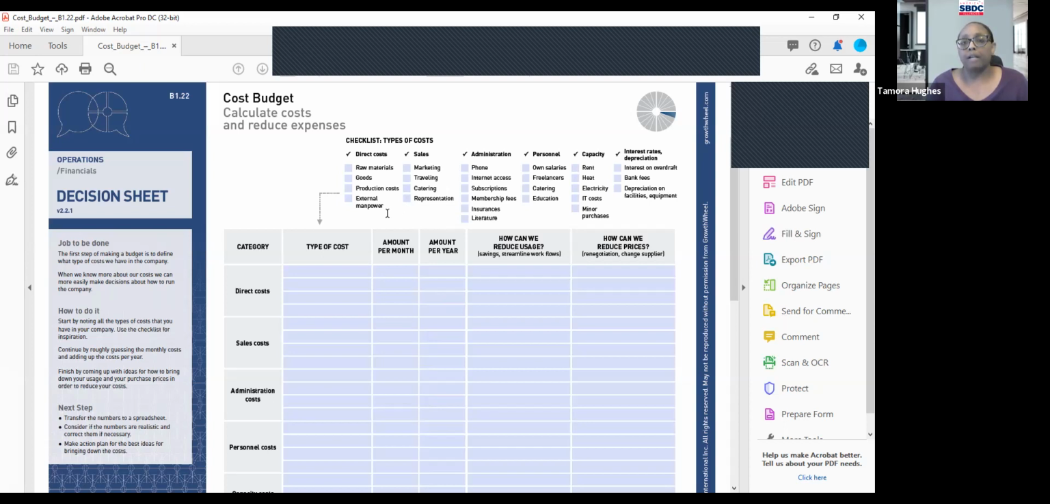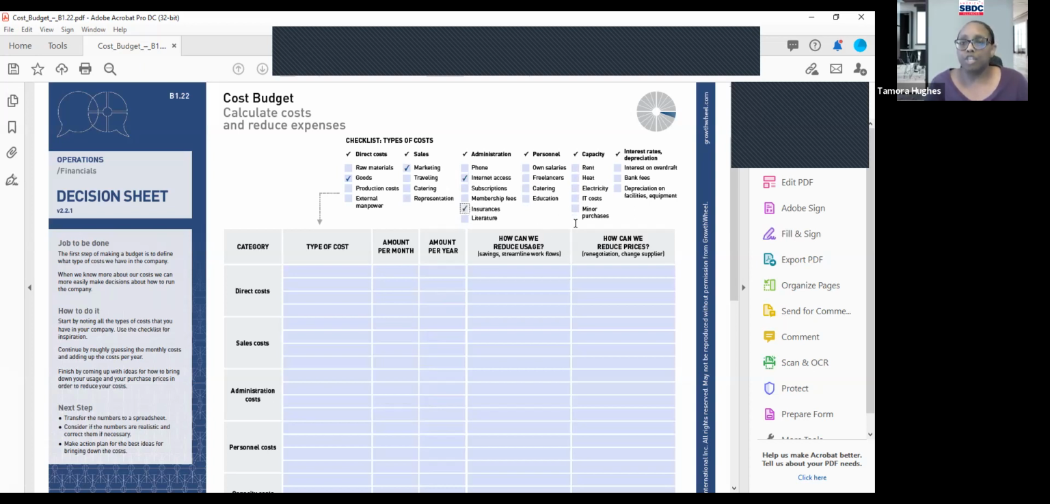With direct costs, they're talking about goods, raw materials, production costs, external manpower. That would be considered direct costs. So you could click and say, direct cost is the goods. With my sales, it could be the marketing or the catering or whatever. My administration cost could be my internet access, and my insurances and so forth.